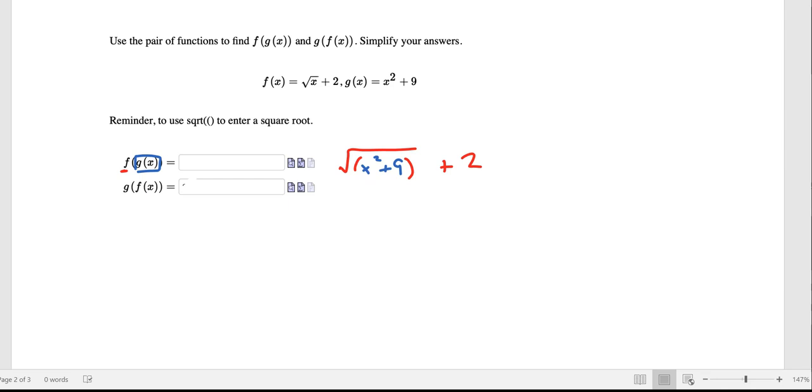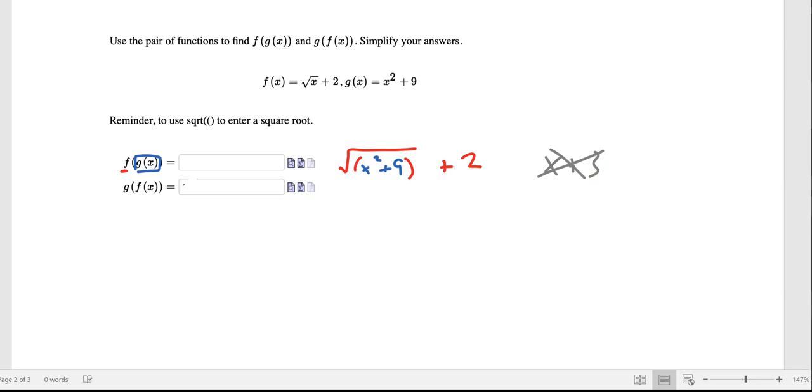Now, in this case, be real careful because the square root of x squared plus 9, it's real tempting to try to write that as x plus 3 because x is the square root of x squared, 3 is the square root of 9, but because we have the plus in there, we can't do that. So just leave it as it is, and you're in good shape.